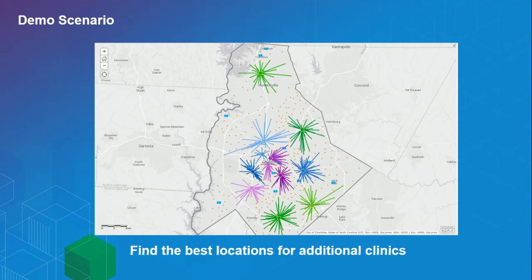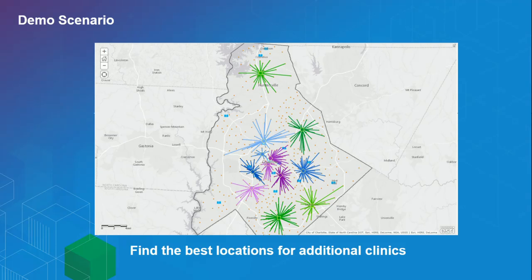My demo scenario is that this is a county in North Carolina. I happen to have data, and I have existing 8 health clinics. In the flu season, I may want to add some additional mobile clinics so that I can give people flu shots, because there's high demand for that.